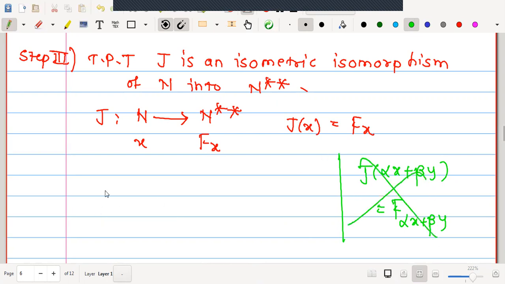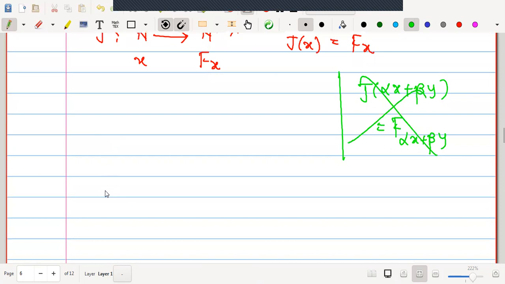Therefore, what will we do? We will prove linearity with respect to addition and scalar multiplication separately. Consider first addition. This is J of x plus y. By definition this is f of x plus y. What is our aim to prove? This is Jx plus Jy, that is fx plus fy.